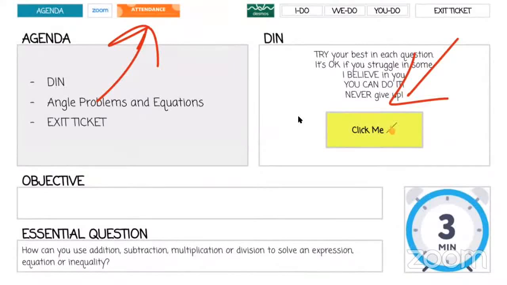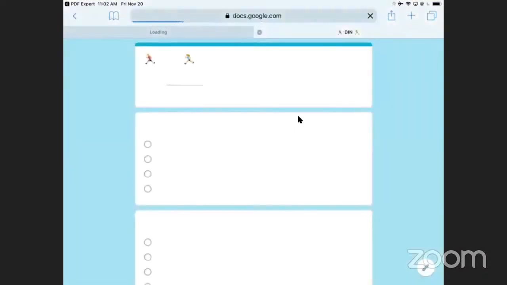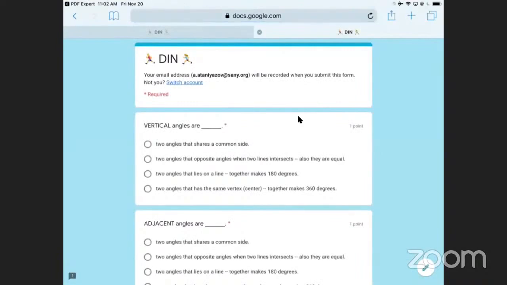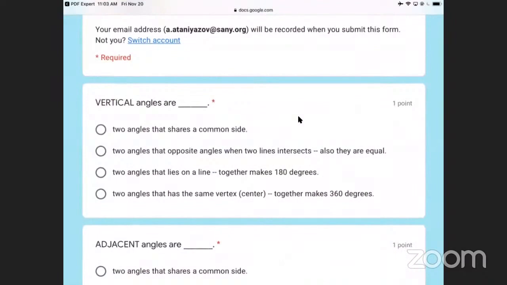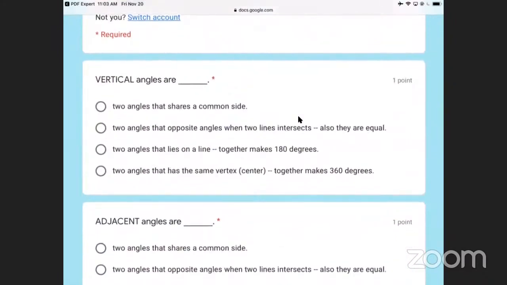Let's quickly review the do now. In the do now, it basically asks you if you still remember those 4 different kinds of angles. Number 1 was adjacent angles, or no, I'm sorry, it's vertical angles. See if you still remember the definition of the vertical angle.